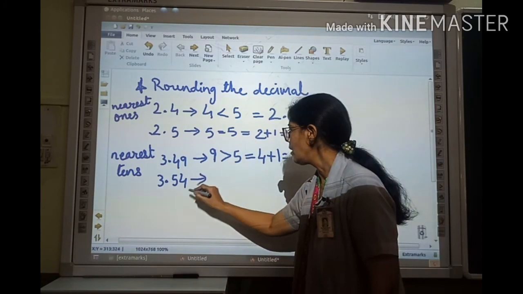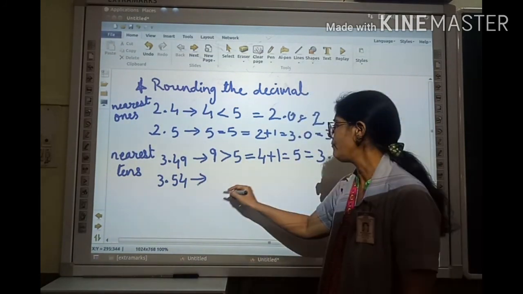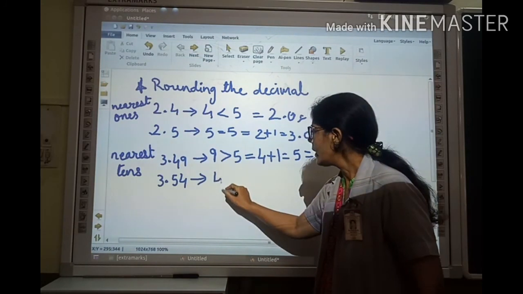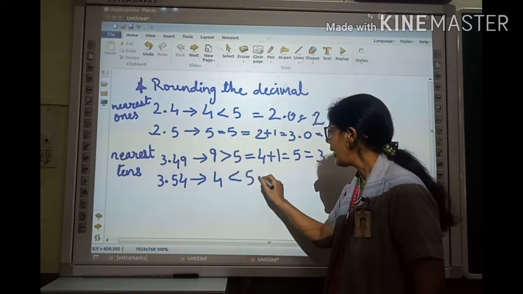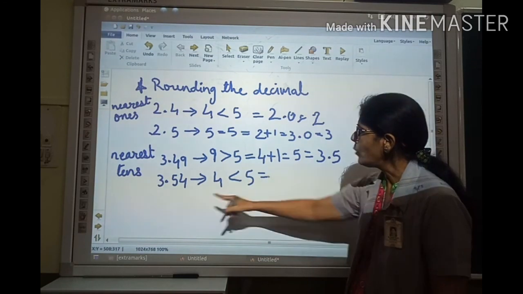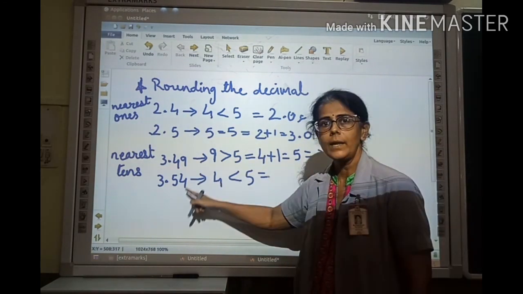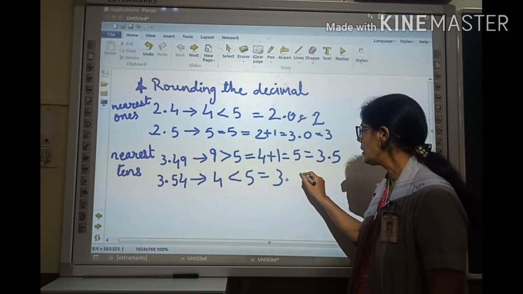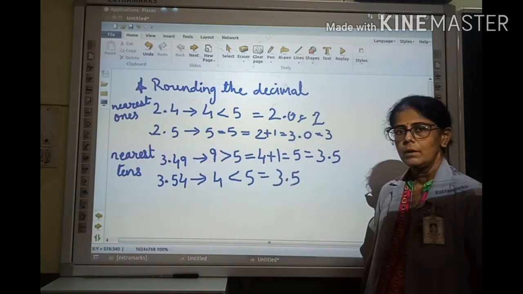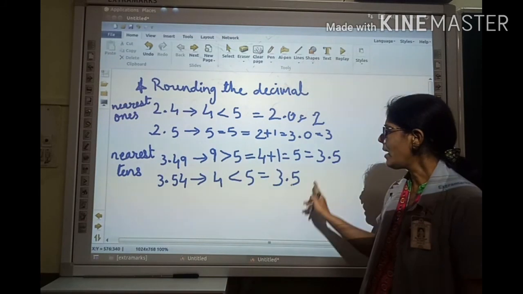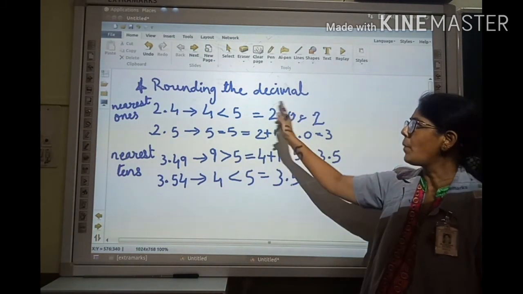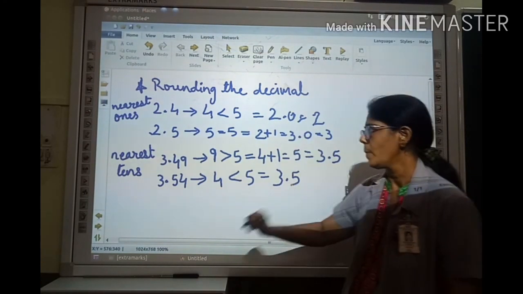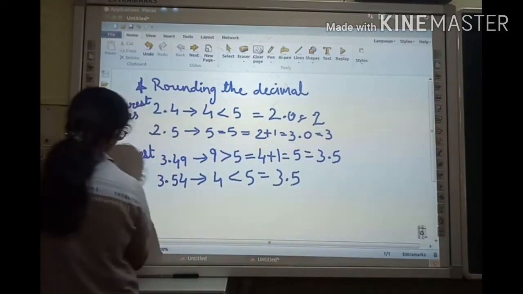And if we check another example, 3.54. Now 4 is less than 5. So I don't have to add anything to the number just before it. So what will be my answer? 3.5. Clear, children? This way you can use the same property of rounding of numbers in decimal numbers also. Now nearest to the hundredths.